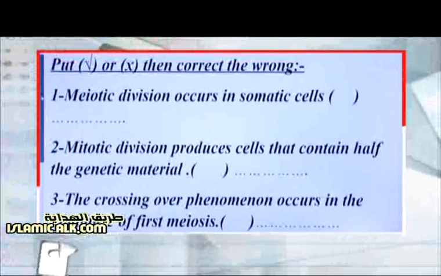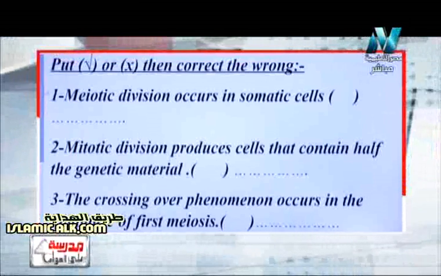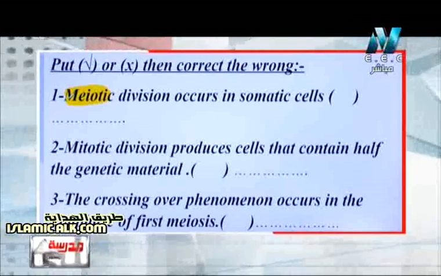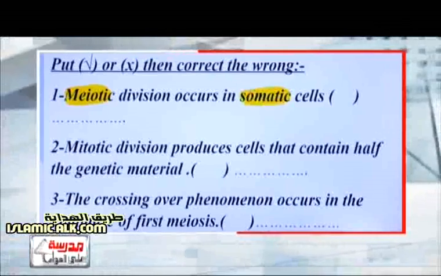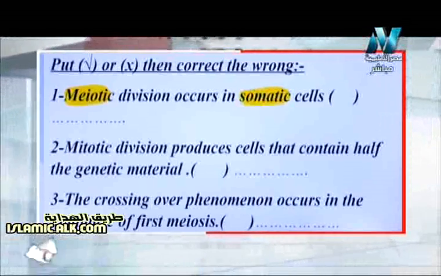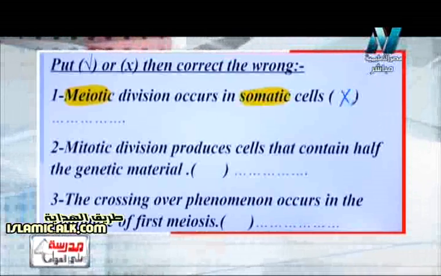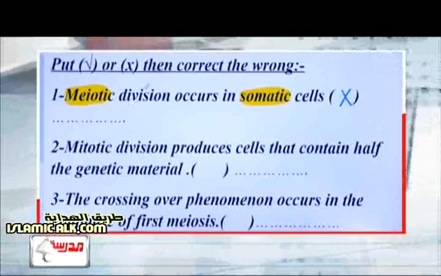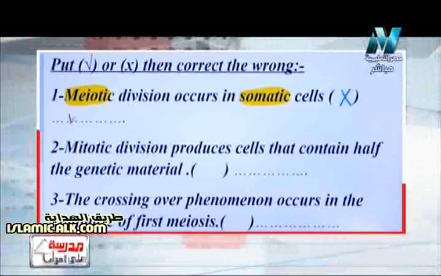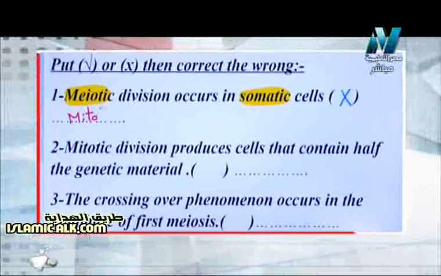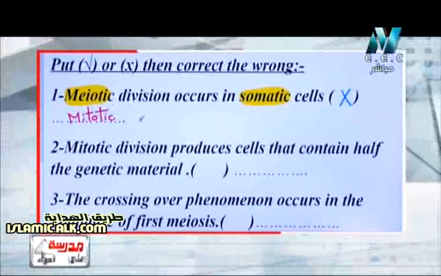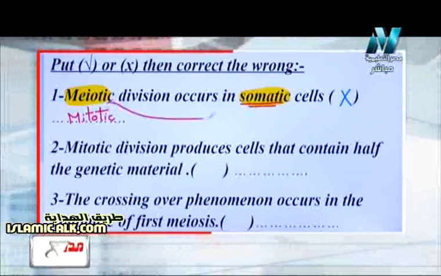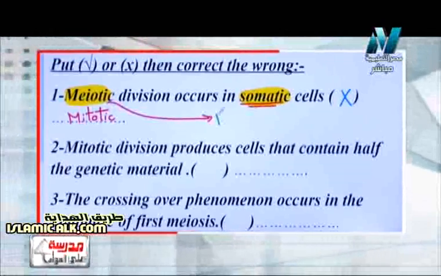Of course we must know whether it is meiotic or not mitotic. Here the question says meiotic division occurs in somatic cells. Firstly, the statement is wrong. So we should correct one of the two words here. Either I say mitotic division or mitosis occurs in somatic cells, or meiotic occurs in reproductive cells.